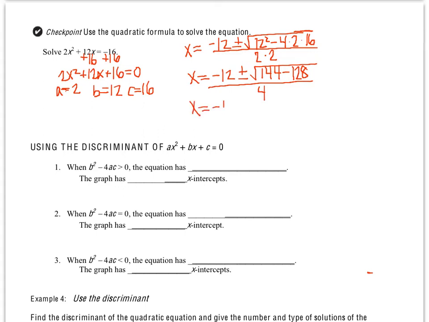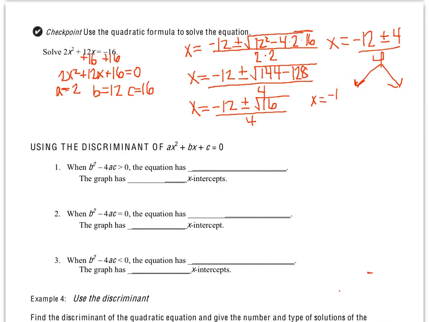So x equals negative 12 plus or minus the square root of 144 minus 128, which is positive 16, all over 4. Now the square root of 16, that's 4, that's exact, so we can simplify it. So x equals negative 12 plus or minus 4 over 4. Now we can simplify this. We can split it up into 2. Since we've got all numbers now, no radicals left over, we can say x equals negative 12 plus 4 divided by 4, and x equals negative 12 minus 4 divided by 4.